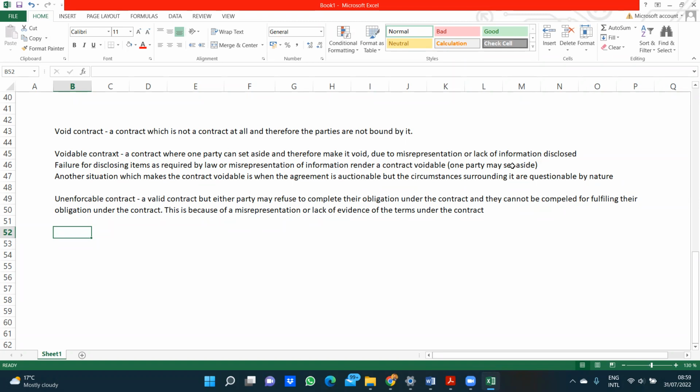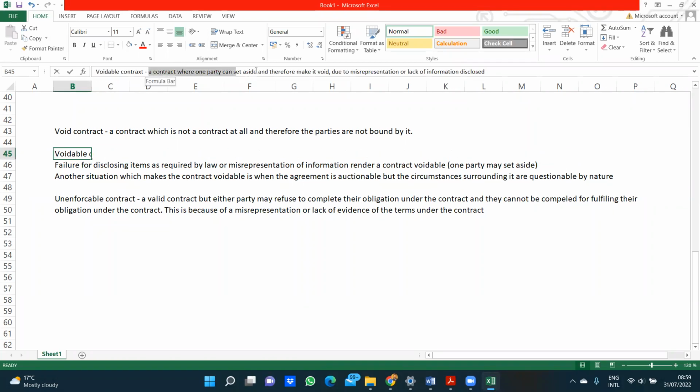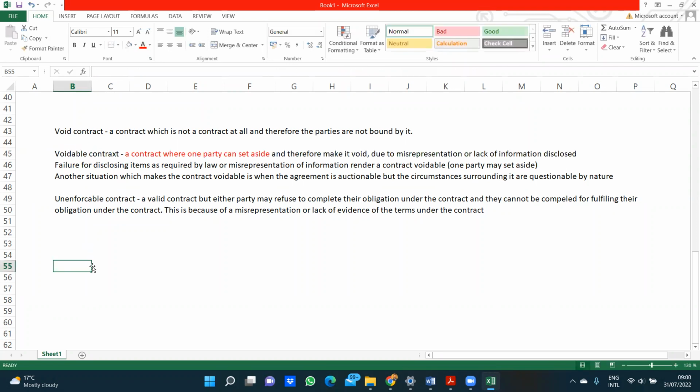Again, I explained to you, a voidable contract is when a party may set aside. A party has the option to set it aside. What do I mean by set it aside here? They decide not to move on with the contract. And why do they have the option to do this? Because some terms and conditions of the contract are not mentioned, or the contract is itself illegal. All right? Do you have any further question?